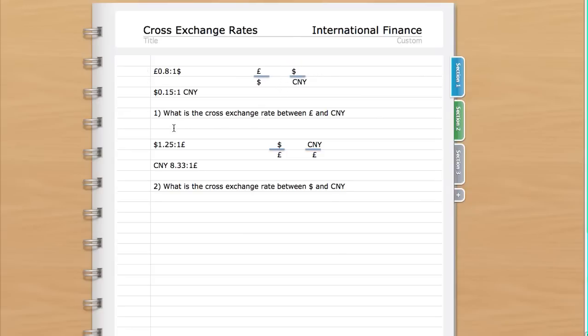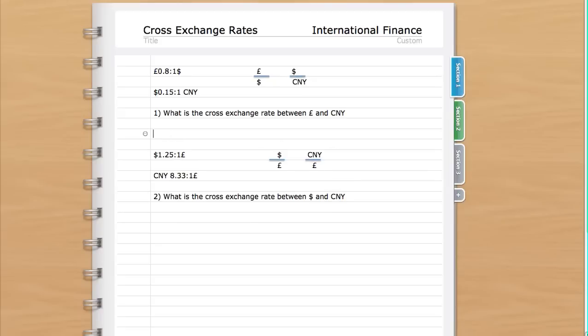So what does the calculation look like? Well, we work out the cross-exchange rate by saying 0.8 pounds times $0.15, which gives us 0.12 pounds to 1 yuan. So we know that 1 Chinese yuan is worth 0.12 pounds.